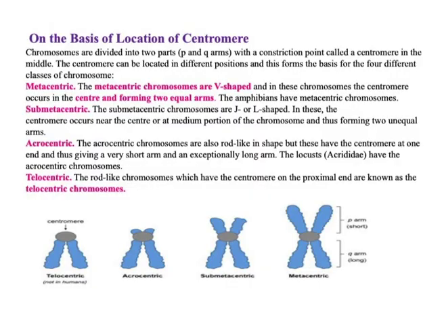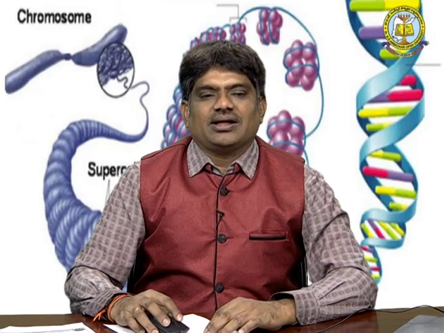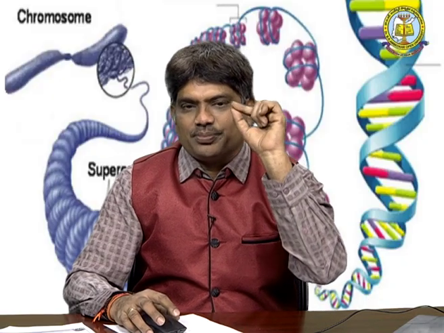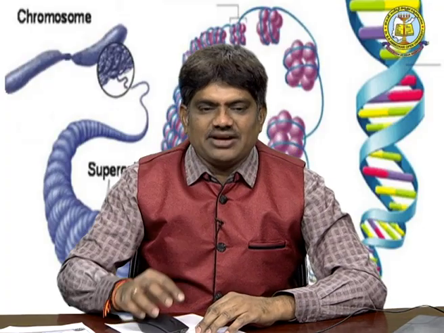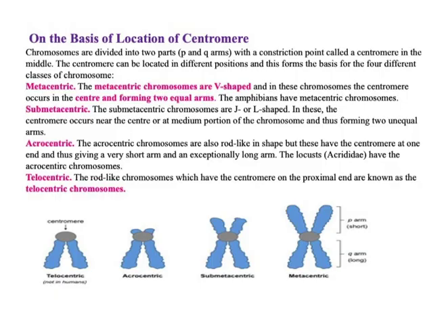On the basis of centromere location, chromosomes are divided into four types. If the centromere is at the tip, only one arm, either the P or Q arm, is present. That means the centromere is at the terminal place, and we call it telocentric. If the centromere is just below the tip, it looks like a J-like structure, and we call it acrocentric.